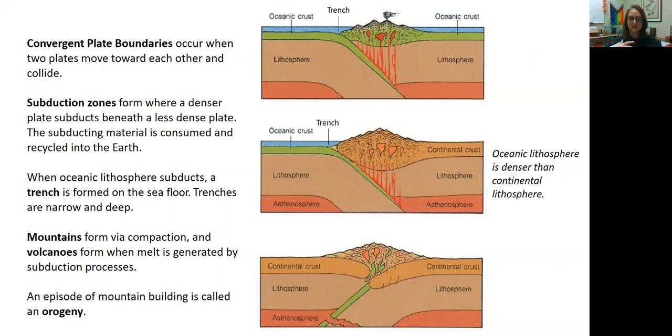When oceanic lithosphere subducts, it creates a trench on the ocean floor, a really deep, narrow trench. On the continent, we get mountains and volcanoes produced by compaction and by the melt generated from the subduction processes. That's why we get a lot of mountains and volcanoes on the coast of California, because it's on a subduction zone. As a reminder, we call the process of mountains being created orogeny. So at convergent plate boundaries, you find subduction zones, trenches, mountains, volcanoes, and orogenic events.